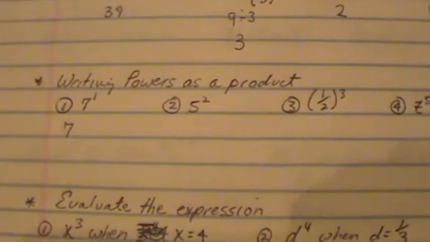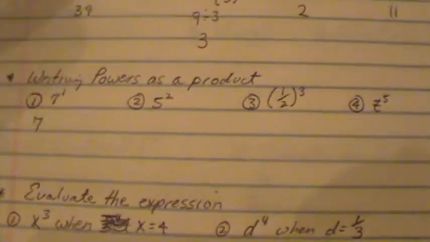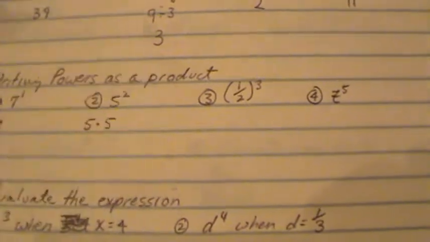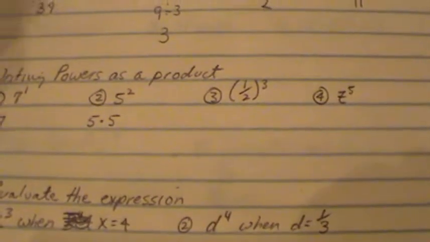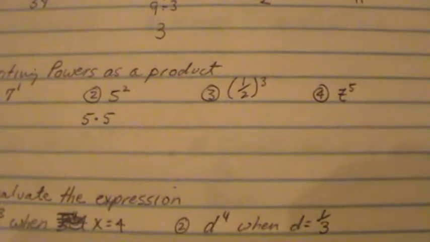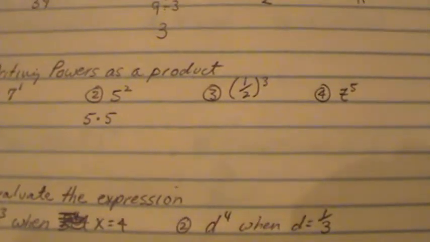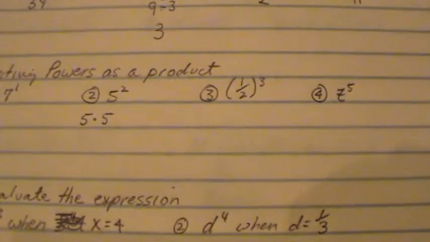Number 2, I have 5 squared. To write this as a product, I'm going to say 5 times 5. Again, they want it as a product. They do not want you to evaluate. If it says evaluate or solve, you are going to solve it.